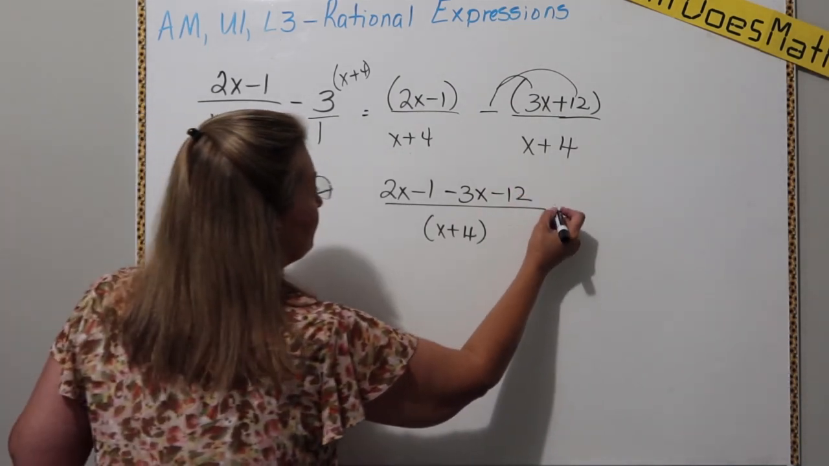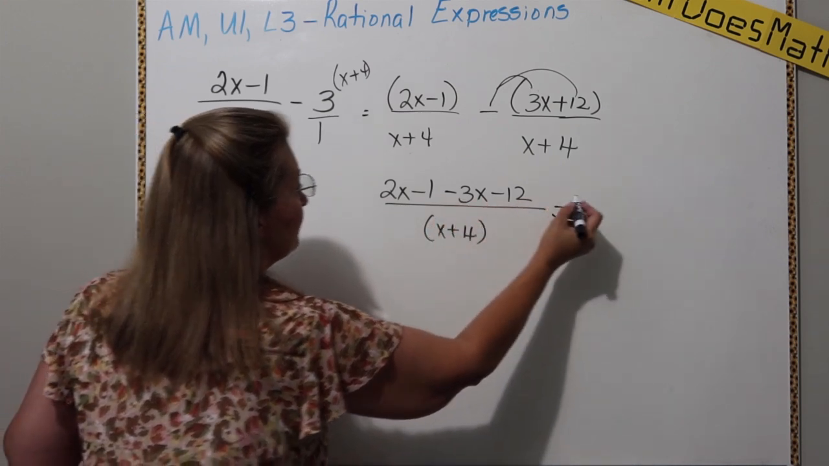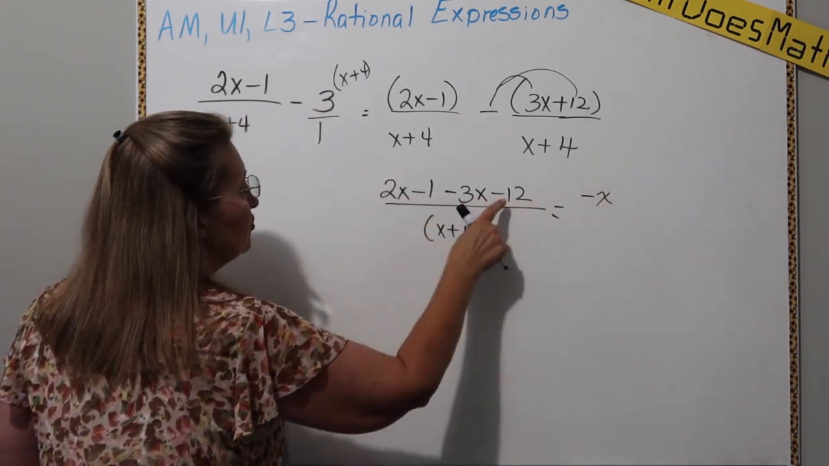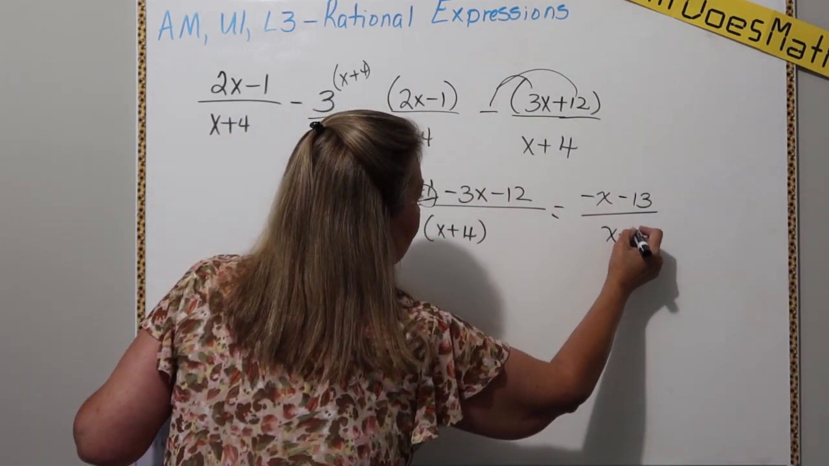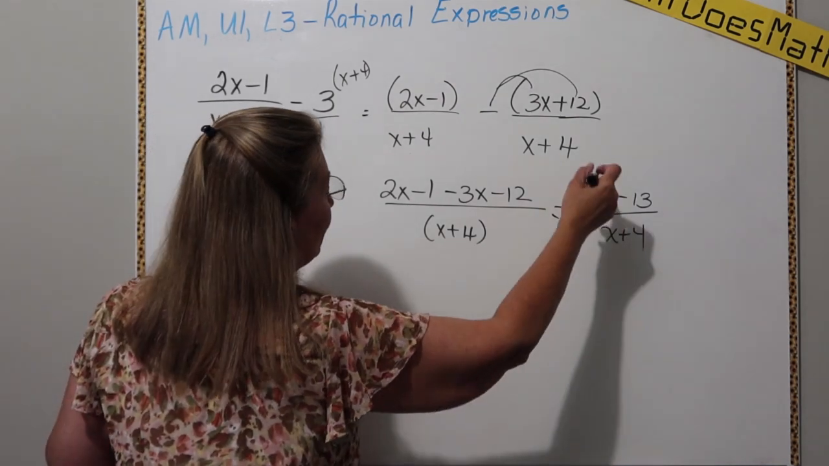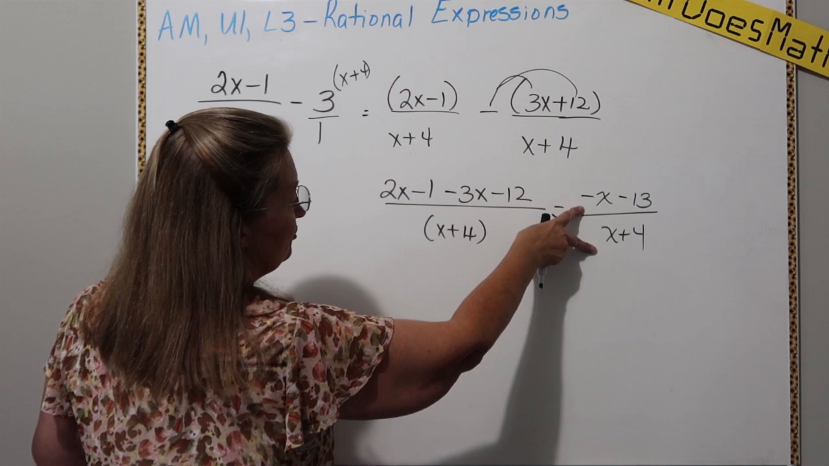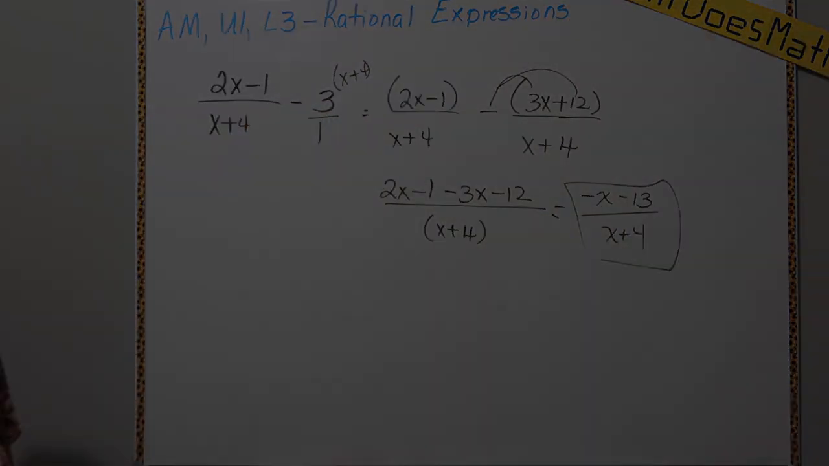Okay. Now let's combine and simplify. 2x minus 3x gives you negative 1x, or just negative x. Minus 1 minus 12 gives you minus 13 over x plus 4. And that's going to be your final answer. Remember, you can't cancel out x's because these are terms. They're not factors. All right. So that is your final answer on that one.